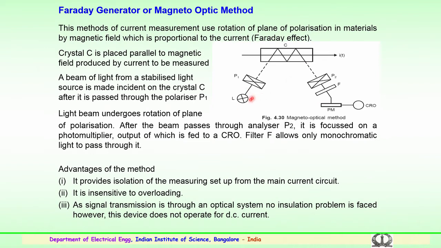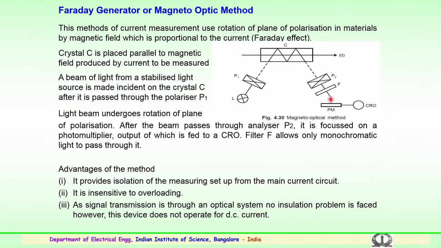So, a beam of light from a stabilized source is made to be incident on the crystal after passing through the polarizer. P1 is the polarizer here. This light beam undergoes rotation in the plane of polarization as shown here. After that, the beam passes through the second polarizer, P2, which is the analyzer.